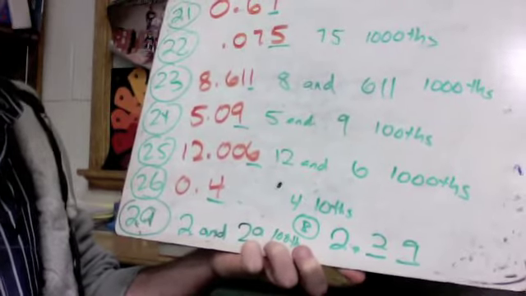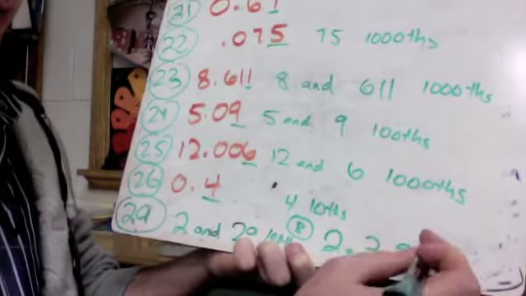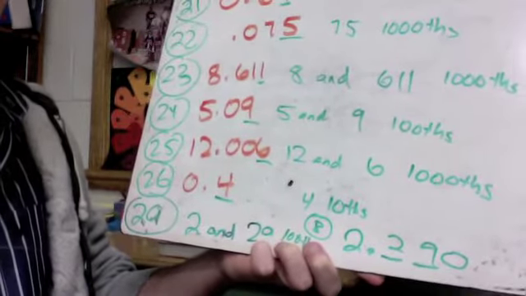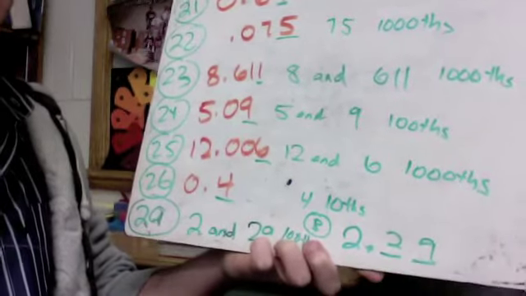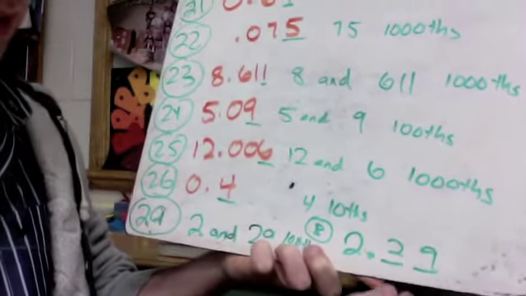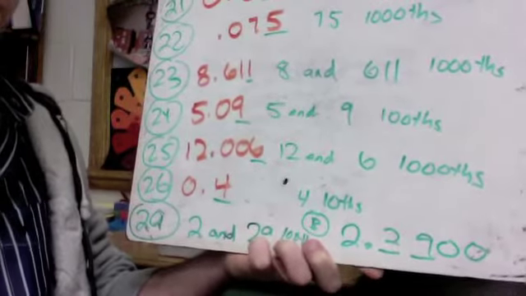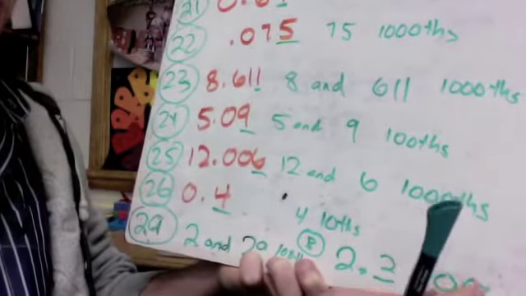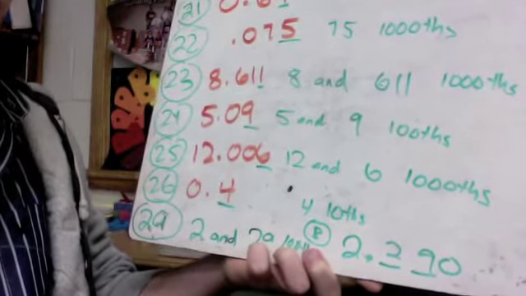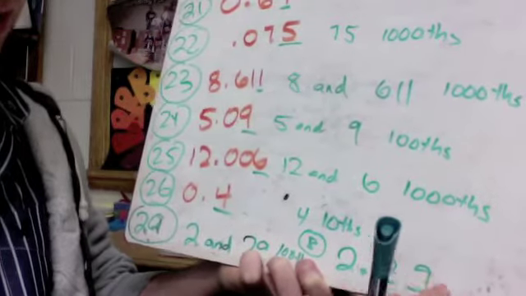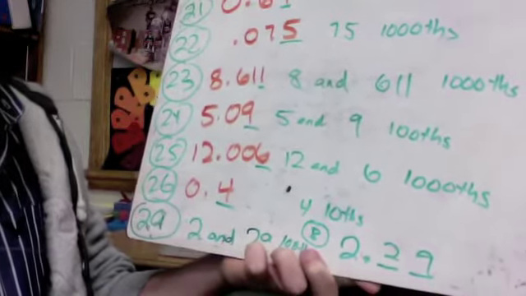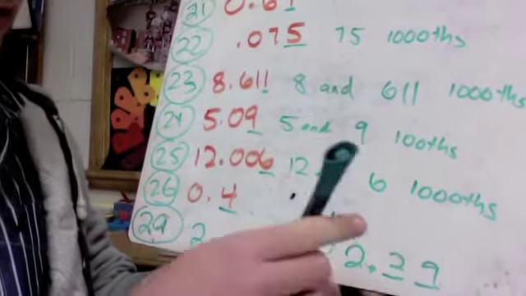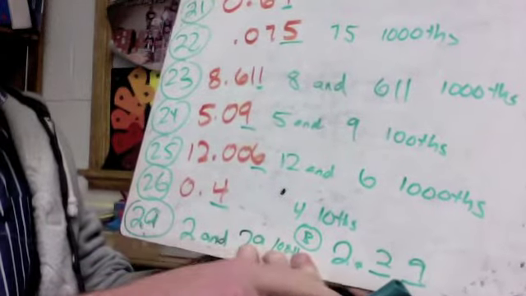You could also write, this is not one of the choices, but you could also write it like this. I could put a 0 at the end, and it would be 2 and 290 thousandths, which is the same thing as 2 and 29 hundredths. It's the exact same thing. I could add 2 zeros to the end of this. Now it's 2 and 2,900 thousandths, which is the same as 2 and 290 thousandths, which is the same as 2 and 29 hundredths. They all equal the same thing. You can put as many zeros on the end as you want to, but the answer to 29 would be B, 2 and 29 hundredths.